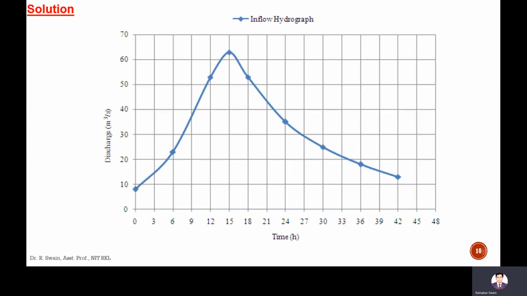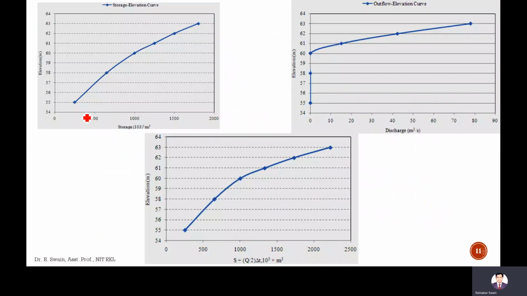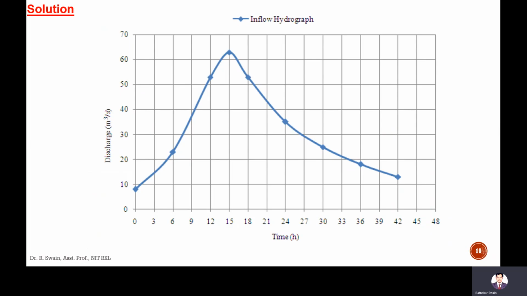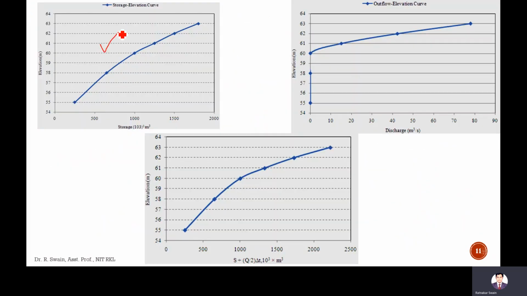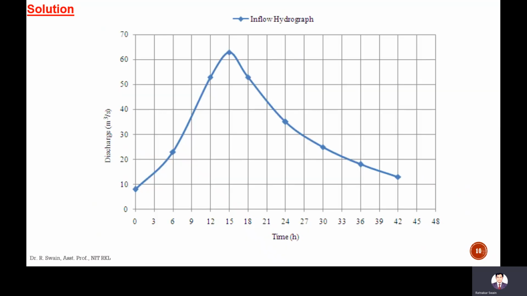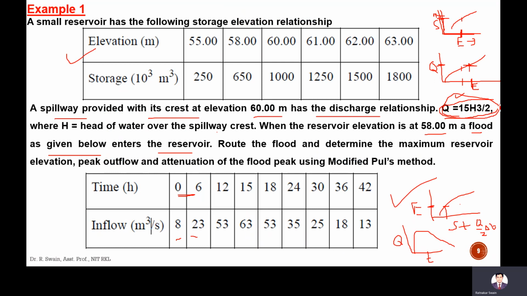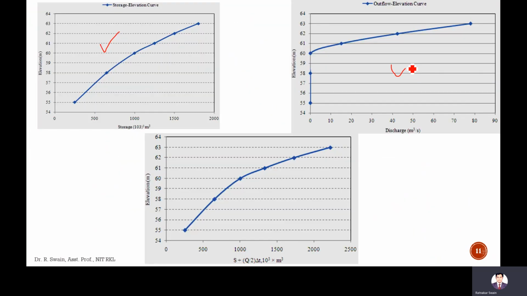Okay, so here in this case the inflow hydrograph is given. The inflow hydrograph is plotted first, it is given. Storage versus elevation, using this table, this plot is carried out. And using this equation, Q equal to 15 h to the power 3 by 2, this curve is plotted. That is the elevation versus discharge. Here, elevation versus storage.